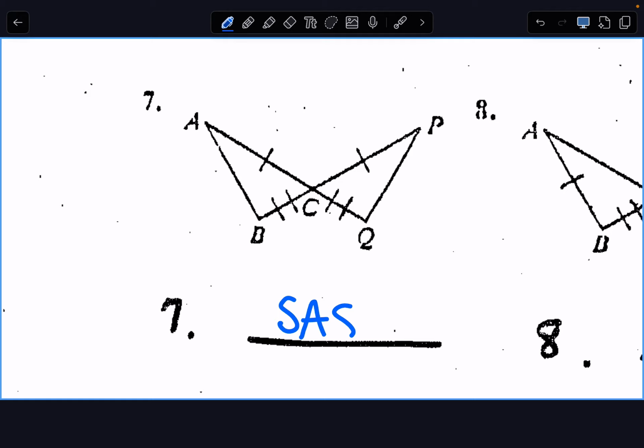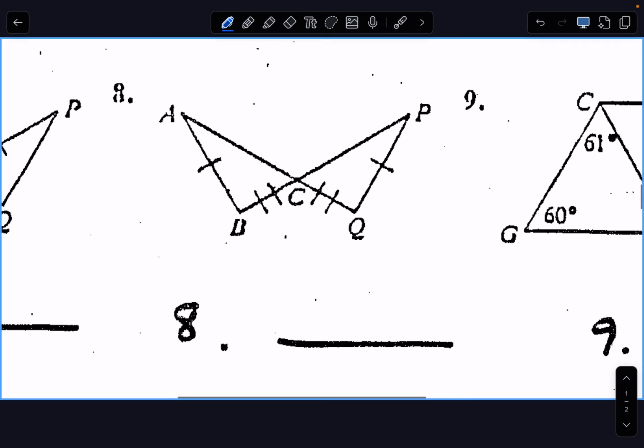In number 7, we have vertical angles. So we have side, angle, side. Number 8 is the same? We don't say bad words in math class. Do you see how the angle is not in between our sides? This is ASS, and we don't do that.